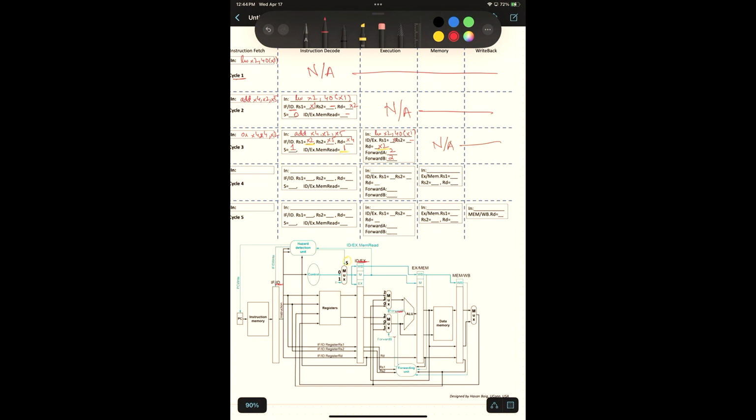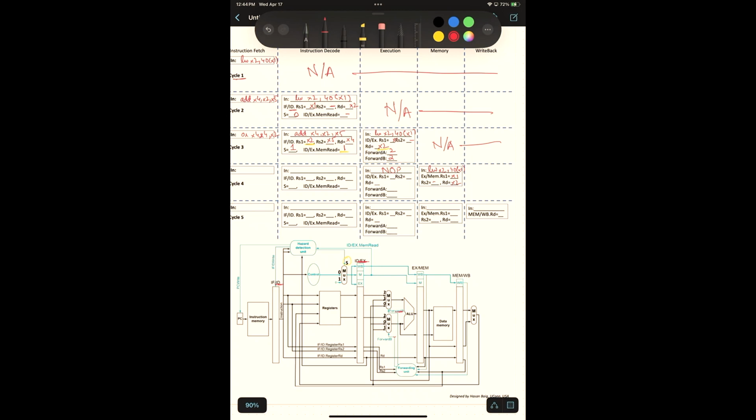So by the time LW reaches here, LW X2 40 X1, again RS1 is X1, RS2 is 0, RD is X2. Okay, what do I write in this execution phase? What is the instruction in this phase? It's a no op instruction. So it will turn into no op. So you will simply write no op.